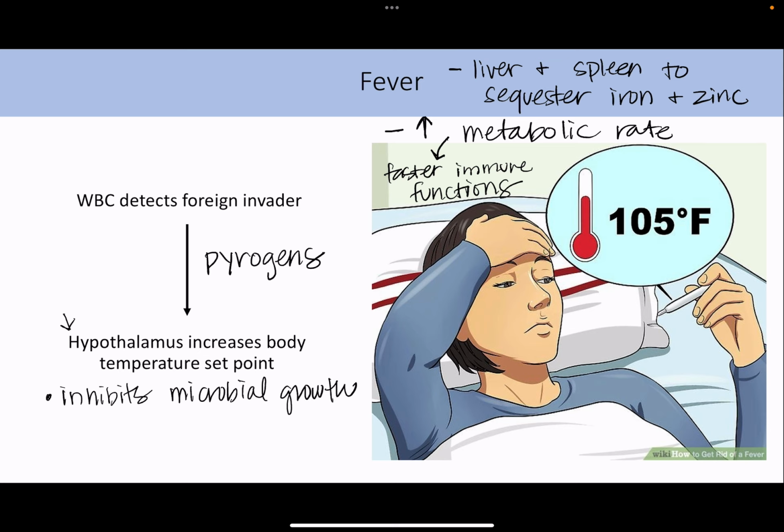What would it mean to be sequestered iron? What does it mean to sequester? Oh, they hold on to it. So they save iron and zinc instead of allowing it to be released in the urine, things like that. They hold on to it so that white blood cells can use it.